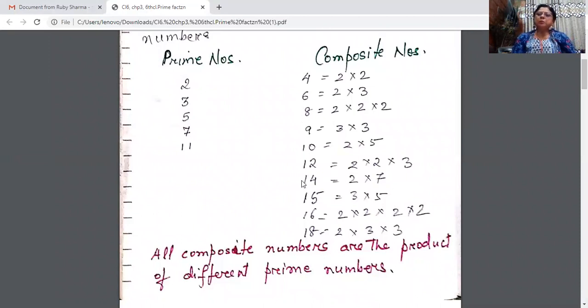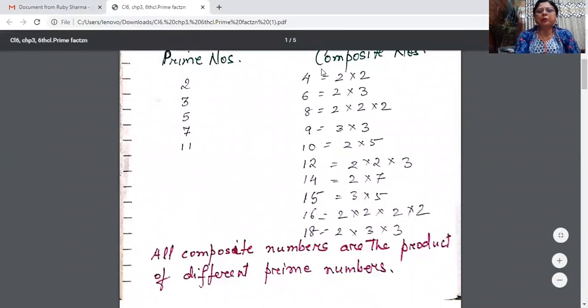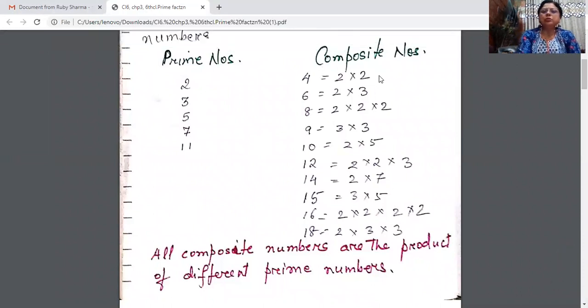Now why did I say building blocks in context to prime factorization? Because when I see 4, 4 can be expressed as 2 into 2. Did you observe here 2 into 2? 6 can be written as 2 into 3. And these are all prime numbers, and they are combined as a product to give you this composite number.